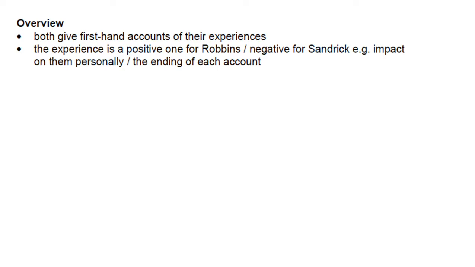And then also, obviously, the key overview that I would expect you to write is that Robin's experience was really positive, whereas Sandrick's was really negative. And of course, that's because the volcano impacted on Sandrick personally. So that was the kind of summary they were looking for. If you haven't written that as an overview, then I think it's worth adding it on in green pen, because that's your top mark answer, someone who's just able to draw that out and say this is the key difference in their experience.